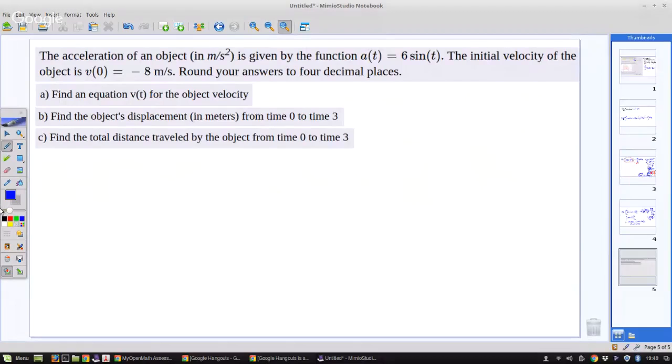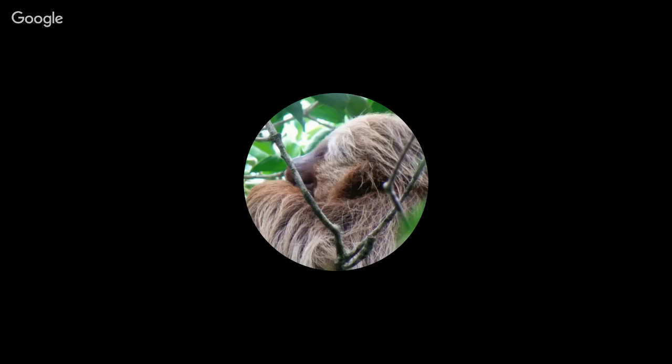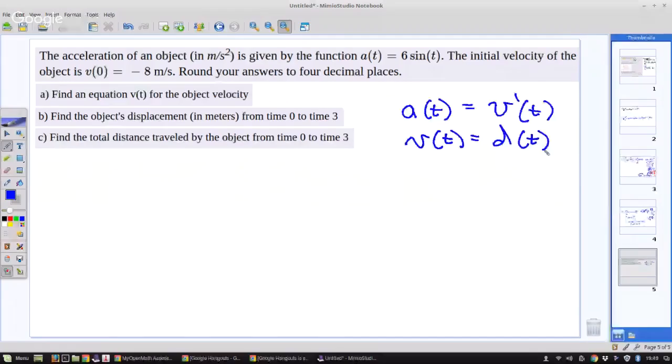So just to remind you, acceleration is the derivative of velocity, and velocity is the derivative of displacement. We're going to use the change theorem to work on this right here.